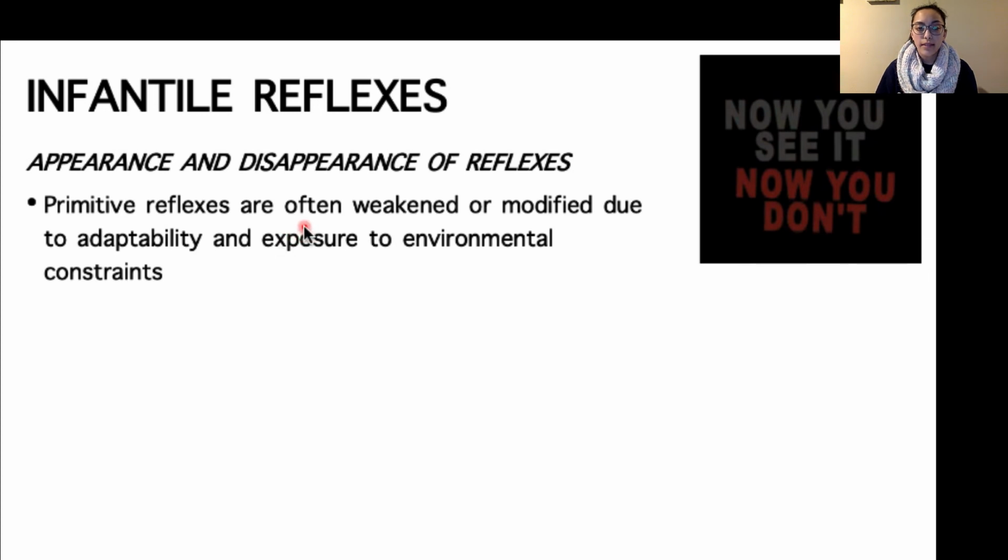Primitive reflexes can also be weakened or modified due to exposure to environmental constraints. So if the infant's not in the correct position when you apply whatever stimulus belongs to that reflex that you're assessing, then that doesn't elicit the correct response. So body positioning or different things that are interacting with the infant in the environment to create the stimulus could also be affecting whether you see or don't see certain reflexes.